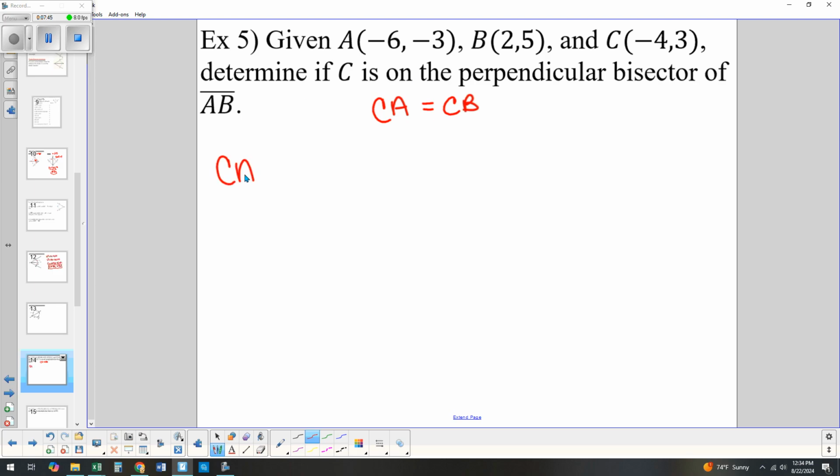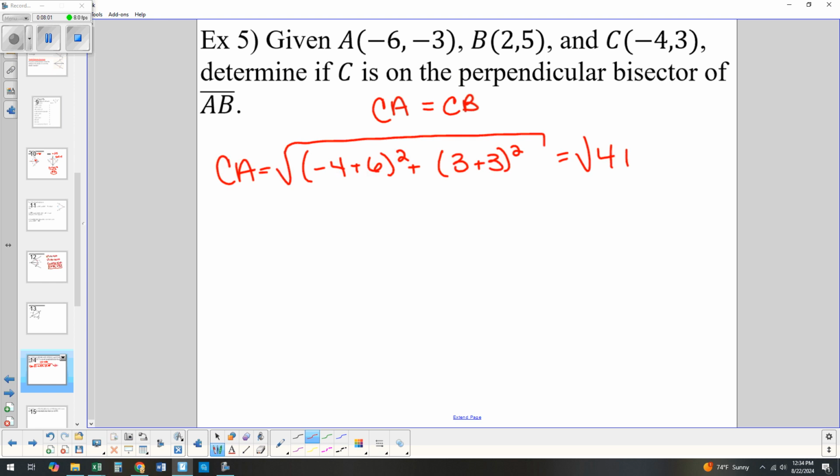So if I do CA, that's going to be negative 4 minus negative 6, or negative 4 plus 6 squared, and then 3 minus negative 3, or 3 plus 3 squared. So that's 2 squared, which is 4, plus 6 squared, which is 36, square root of 40. And now we'll do that for CB.